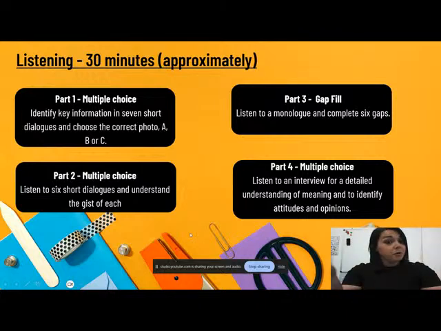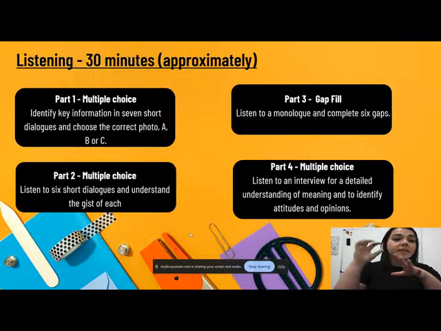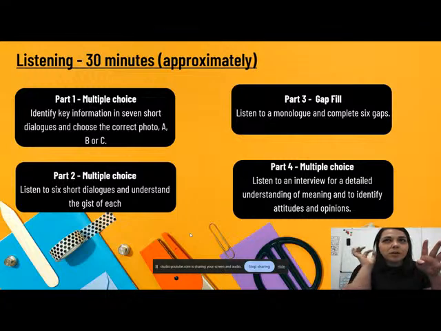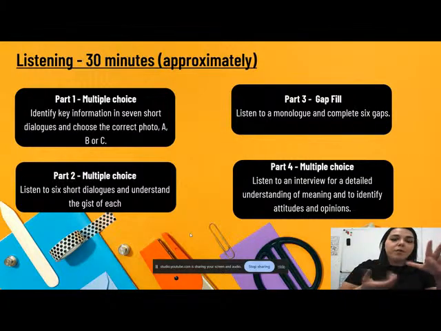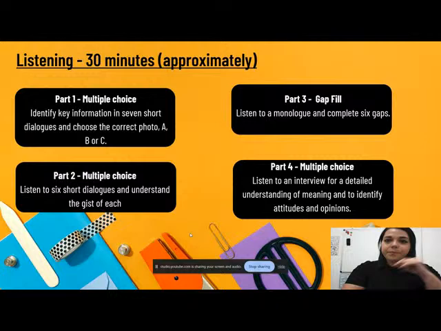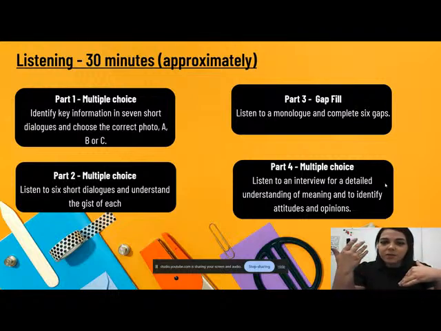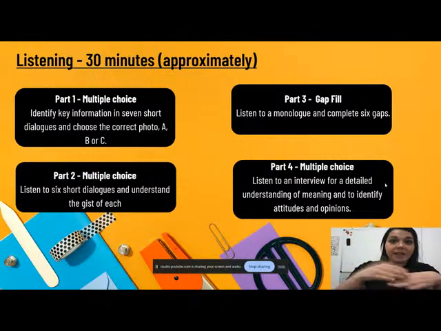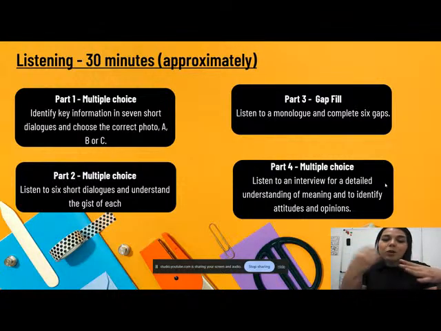Part 2 is also multiple choice. However, this is listening to 6 short dialogues, and we're listening for the general idea, the general message of each of these dialogues. Part 3 is a gap fill activity, listening to someone speaking continuously and completing the text. And part 4 is a multiple choice activity. We normally hear an interview with someone asking and someone answering questions. And we're really listening for details in that part 4.